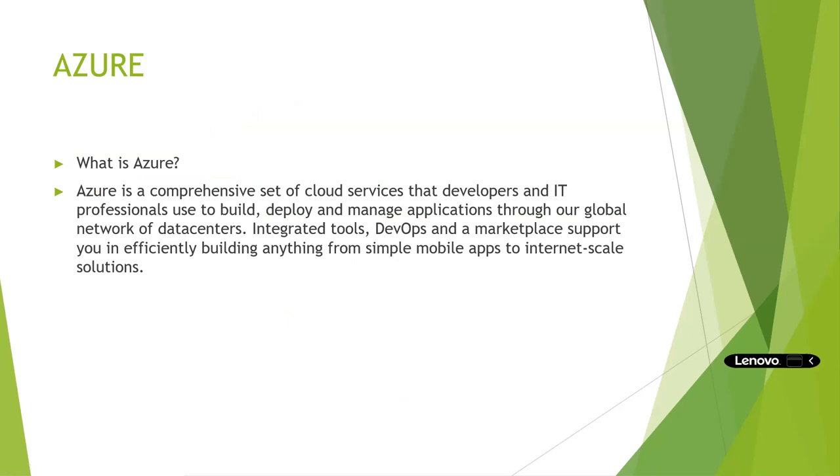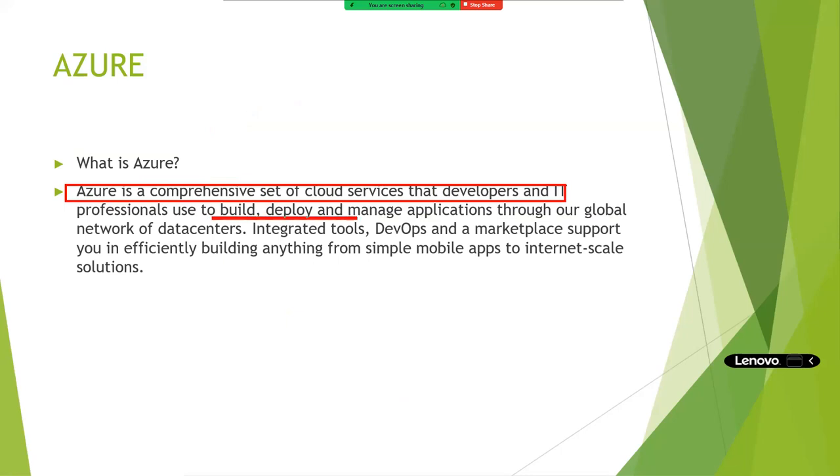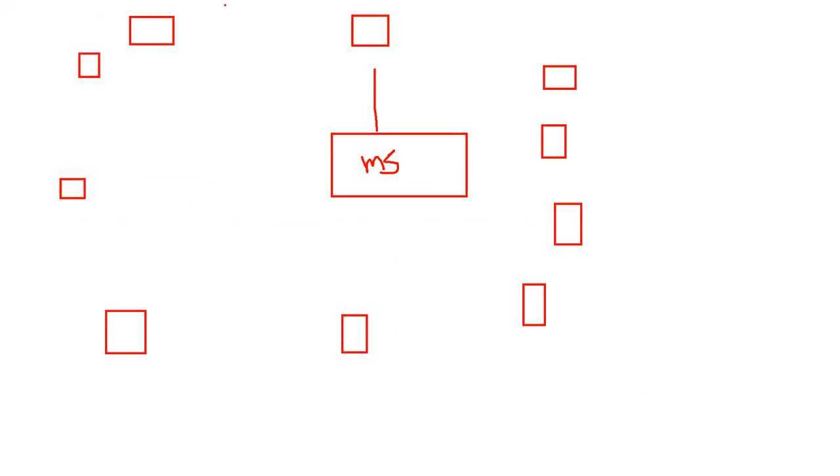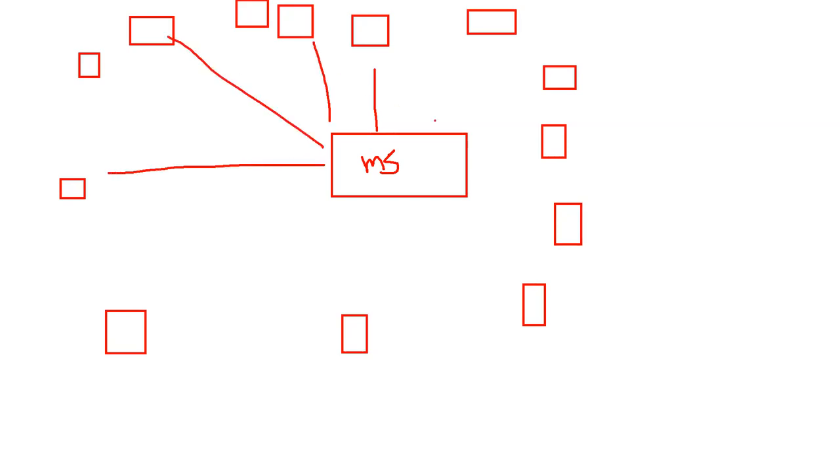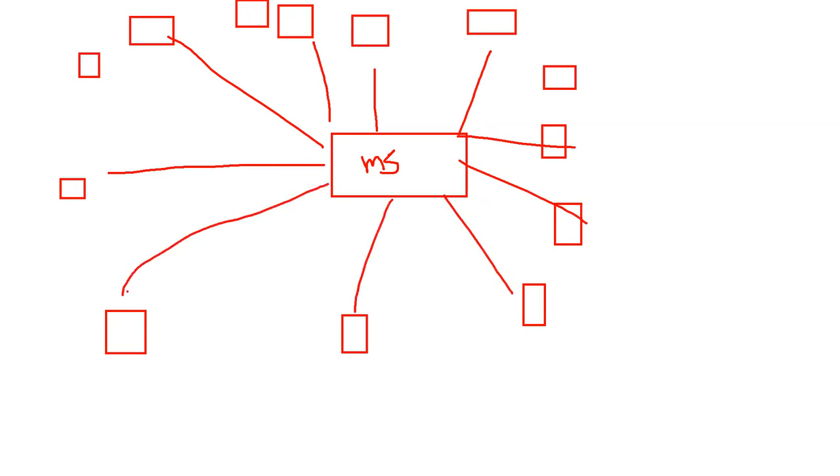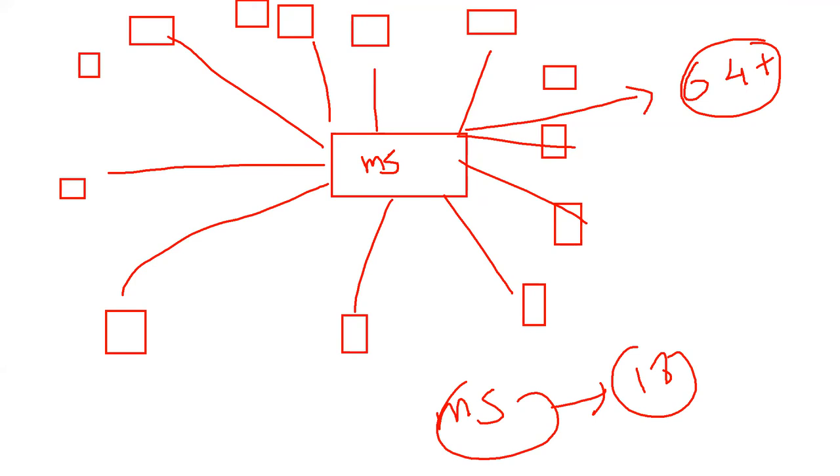So what is the Microsoft Azure? Microsoft Azure is a comprehensive set of cloud services where we can build, deploy, manage, and access the applications through global network data centers. Why Microsoft Azure? Simply, I can say Microsoft Azure has more data centers around the world. This one point is enough. I can say Microsoft has 64 regions around 130 countries. They have their own data centers. Coming to AWS, AWS has just 18 regions. Where 18 regions, where 64 regions, you can just assume it.